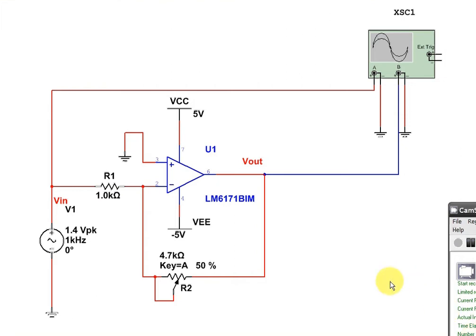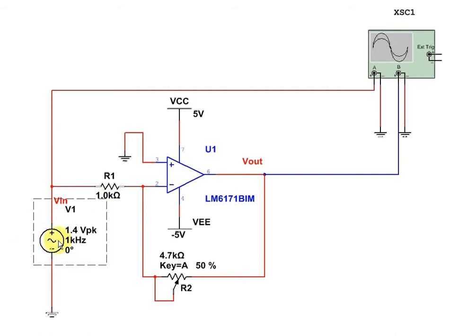So here we go. Here is our simulation of the LM6171 op-amp stage that I'm going to use for the signal generator. This point here, we've got the signal generator. There's the op-amp, voltage supplies, the input resistor R1, the feedback resistor, which is a pot, 4.7k, and I've got the output connected to an oscilloscope. The input's going to be in red, and the output signal is going to be in blue. Let's see what it looks like.